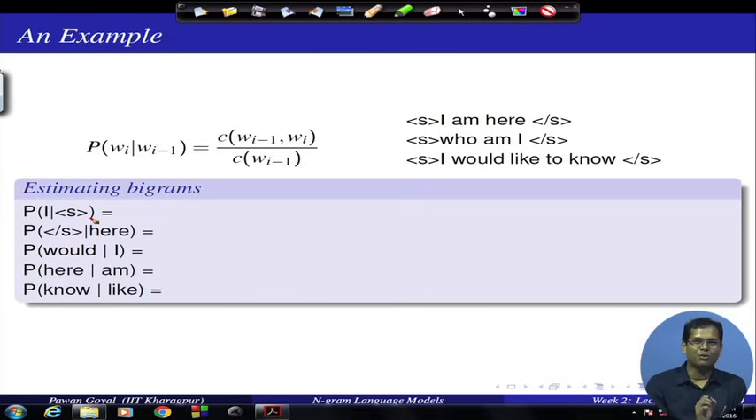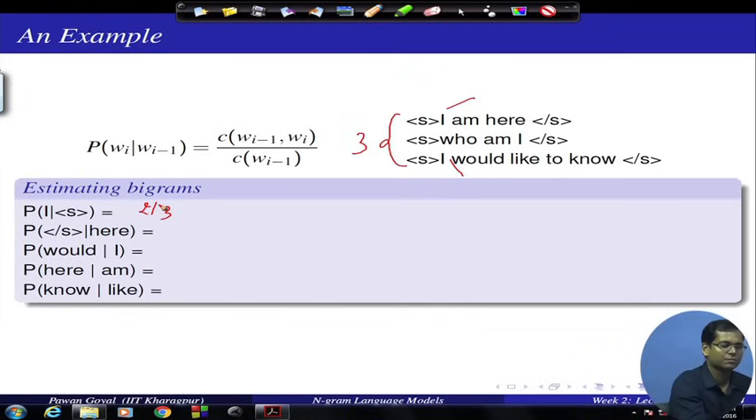So I will find out how many start of the sentences I have seen. Among those, what fraction of the times I occurred. So I have seen 3 start of the sentence. Out of those, twice I occurred. So this probability would be 2 by 3. Here, how many times have I seen here? 1. And among those, how many times did the end of the sentence occur? Also 1. This would be 1 by 1, and so on.